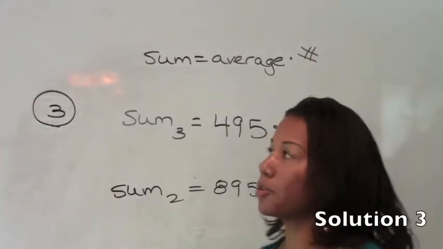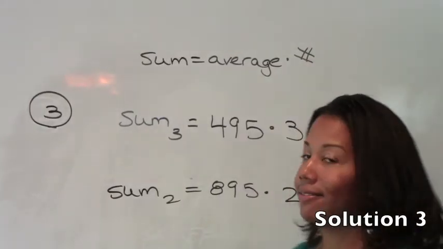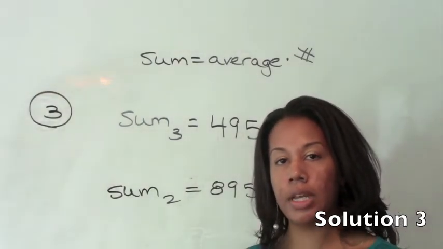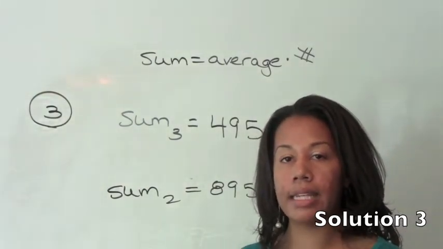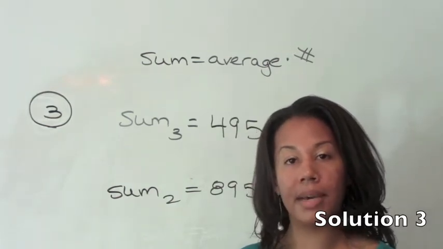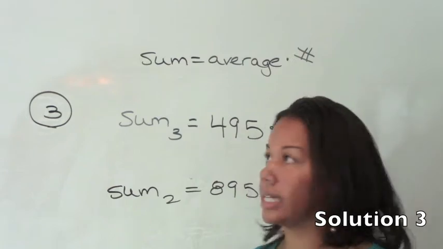Number three, we're told that Elgin sold 5 paintings, and we know the average of 3 of the paintings he sold, and then the average of the other 2 paintings that he sold, and we're asked simply to find the total amount of money that Elgin grossed for these 5 paintings.